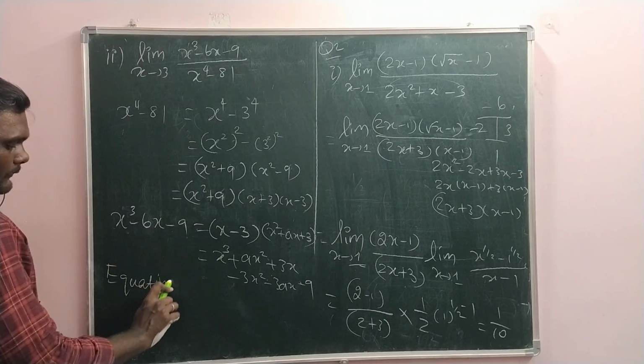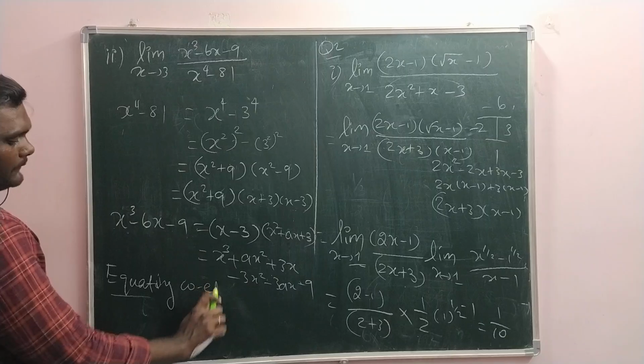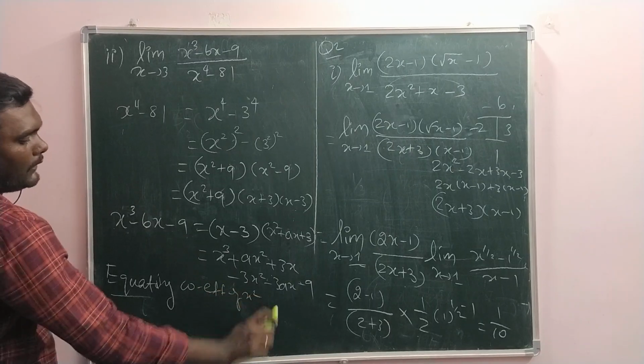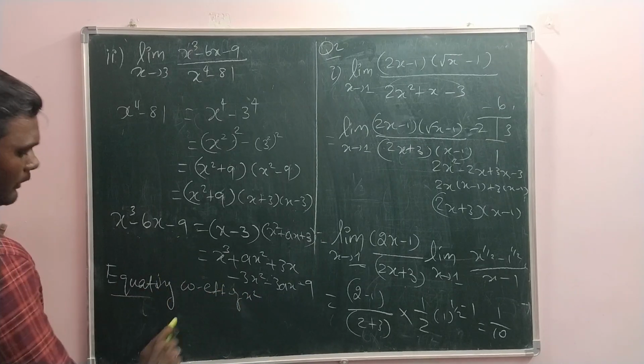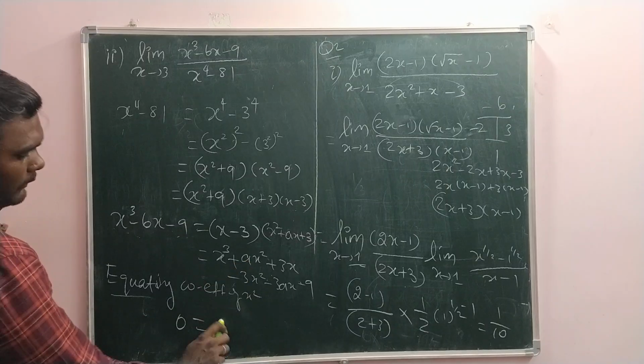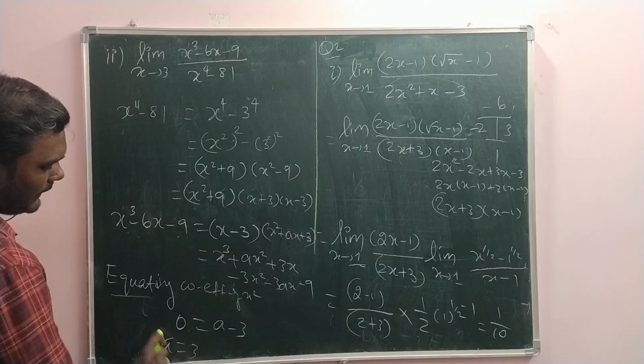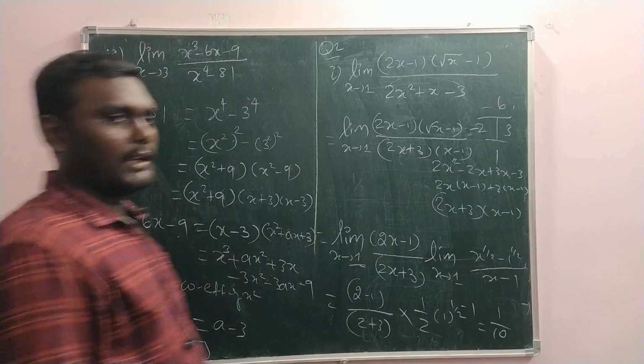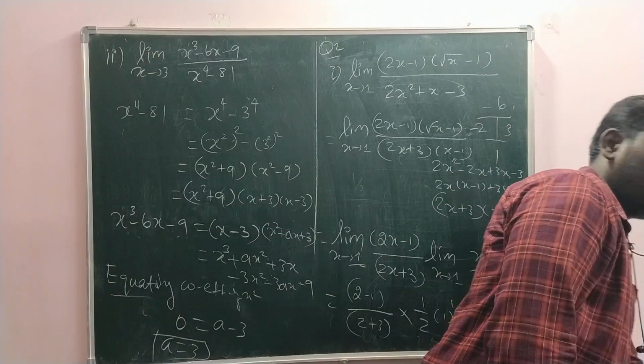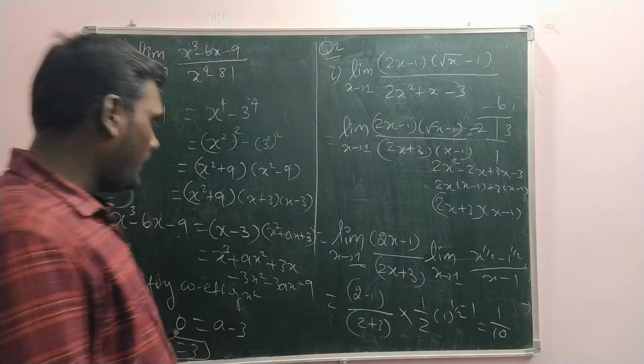Now we can equate the coefficients. Equating the coefficients of x square. Here x square coefficient is 0. Here x square coefficient is a minus 3. Then we'll get a is equal to 3. So we got our factor easily. That was too fast. So I'll explain once again.